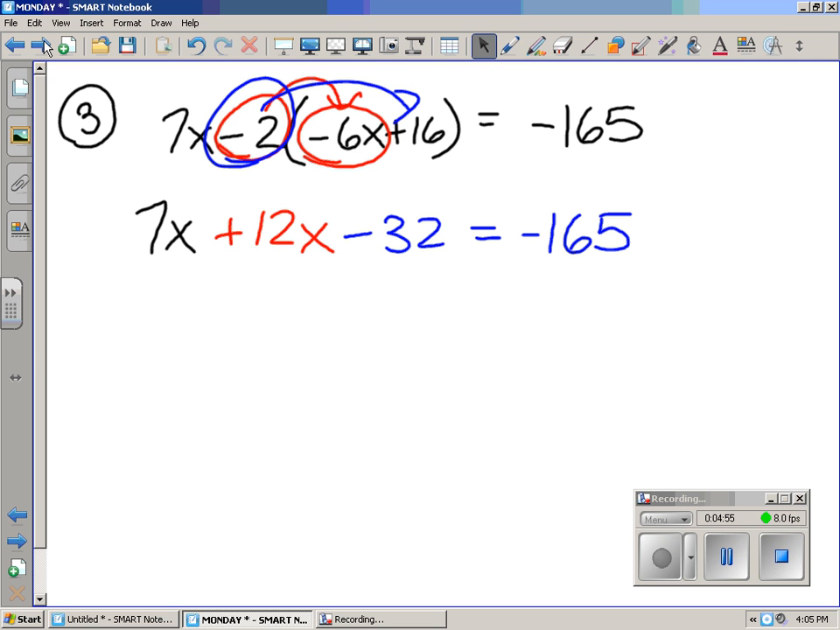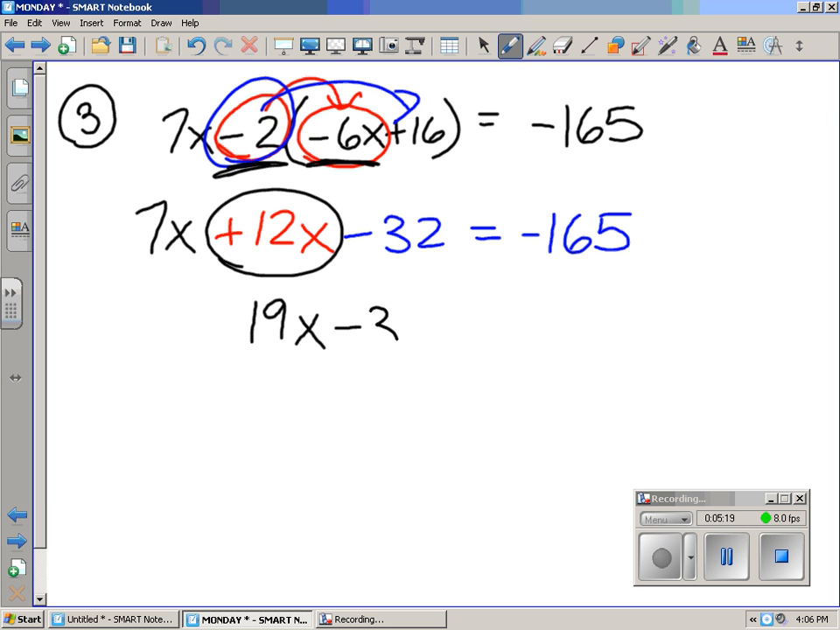If you still need the addition sign and the blanks to really help you place the -2 and the -6x and show what you're multiplying, you are free to do that. But eventually I want you to get to the point where you can just see the two terms that you're multiplying, and just write the result, write the product. Now we collect like terms. We get 19x minus 32 equals -165.